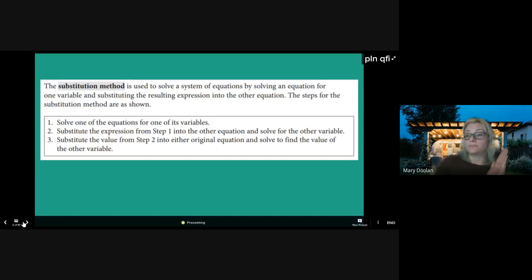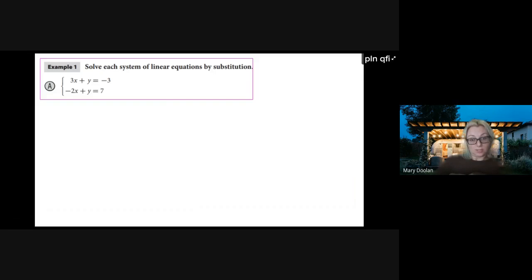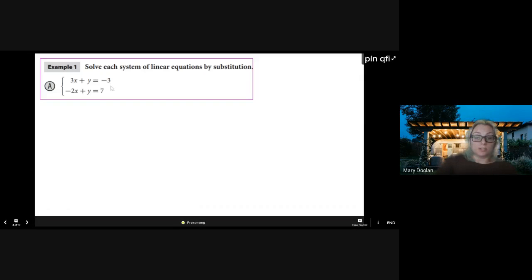And so let's look at an example. We're going to solve this system using substitution. This is a system of linear equations. There are 2 equations. The first equation, 3x plus y equals -3, has x and y. The second equation, -2x plus y equals 7, has x and y in it. Same 2 variables, 2 equations. So I have to find values of x and y that make both equations true.